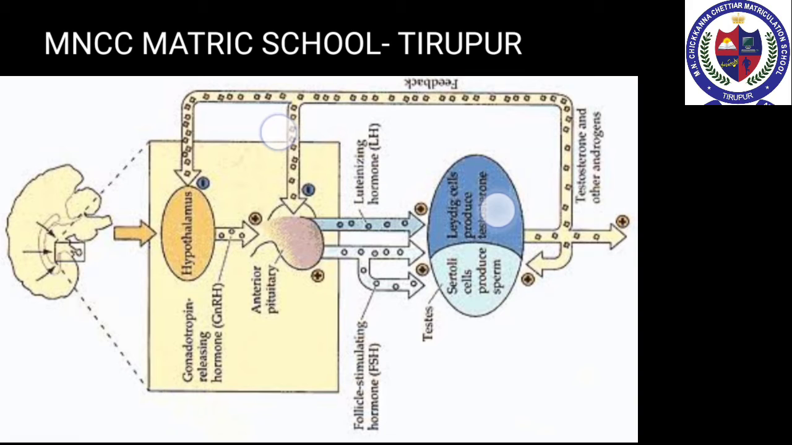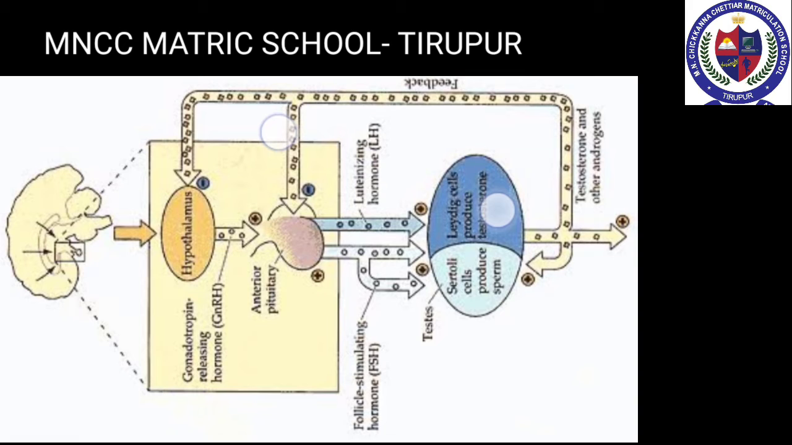Follicle stimulating hormone, FSH. FSH in the female influences the development of the Graafian follicle and secretion of estrogen. In the male, it is necessary for the development of seminiferous tubules and for spermatogenesis.